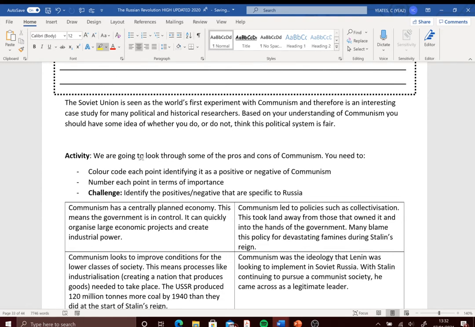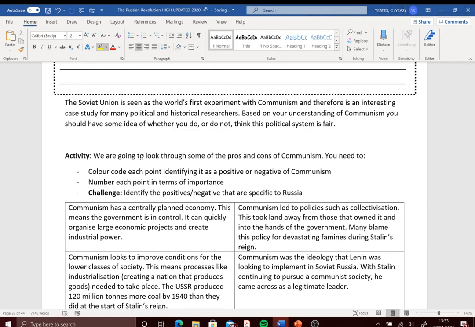Based on your understanding of communism, you should have some idea of whether you do or do not think this political system is fair. So some of you might be, and what I usually do is I'll explain how communism might mean that somebody in one room might have £10 and somebody in the same room might have £1. Under communism, that is averaged out so that each person has £5. Now, some of you might say, well, good, fantastic, that's really fair, because what that shows is that everybody has an equal share. But then other people argue, well, actually, I don't think that is fair because he's gone into that room with £10. Why on earth should his money be taken to help somebody else? And again, totally valid explanations on both sides.